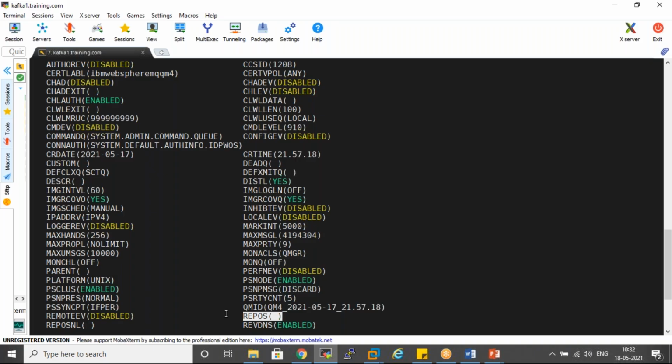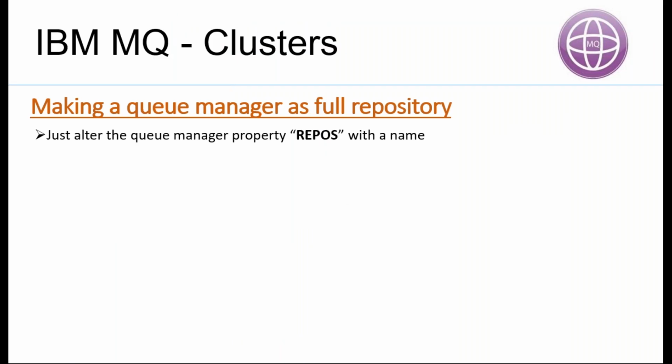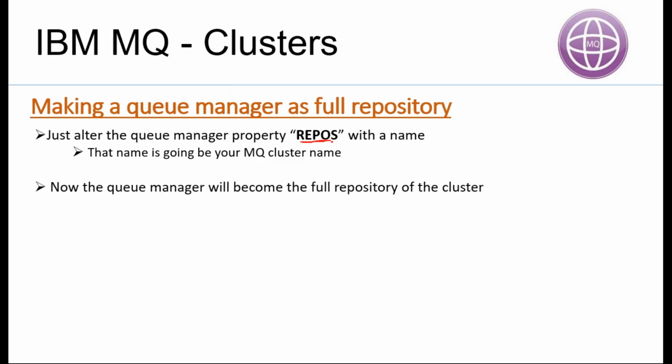So now, if I want to convert my QM4 to a full repository, what I should do is alter the REPOS property of the queue manager. The name is going to be your cluster name. Whatever name you assign to the REPOS attribute, that name is going to become your cluster name. Now the queue manager will become the full repository of the cluster.